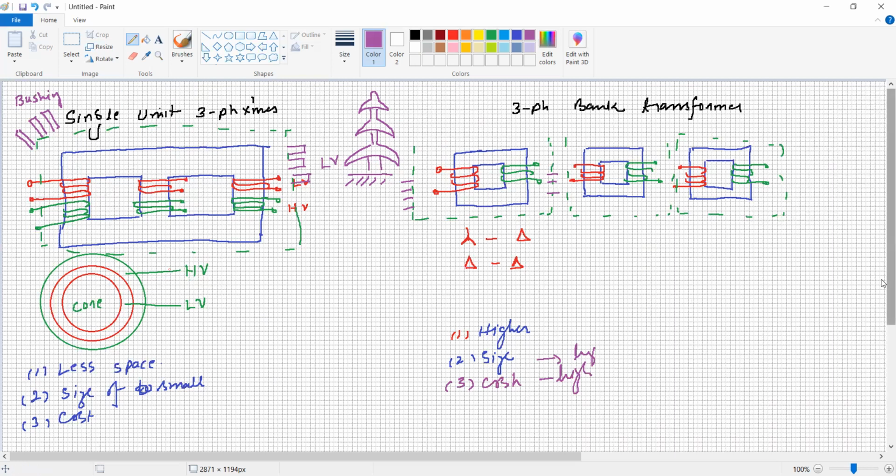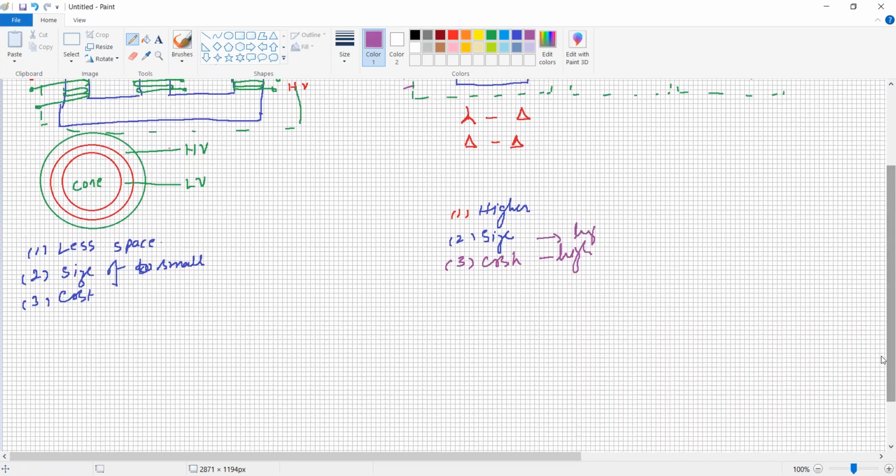Now, what is one more disadvantage of this transformer? Suppose one of the windings fails, it has to be replaced by a second transformer of the same capacity. Suppose the transformer capacity is 1000 kVA. If a fault occurs in one of the windings, or there is some insulation failure, the entire unit has to be replaced by a new transformer of the same capacity. Otherwise, it is difficult to supply power to the load.